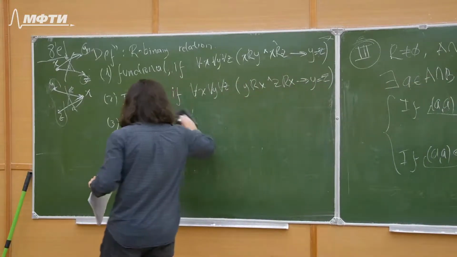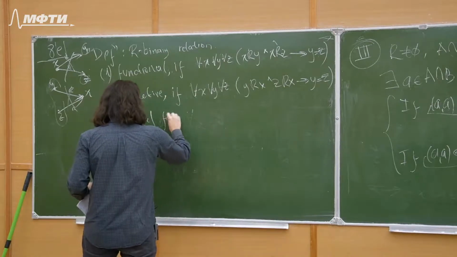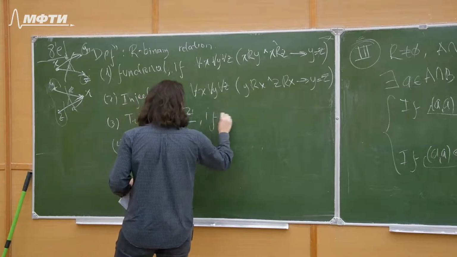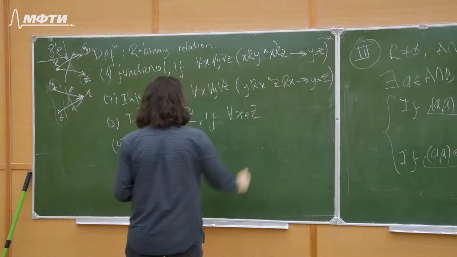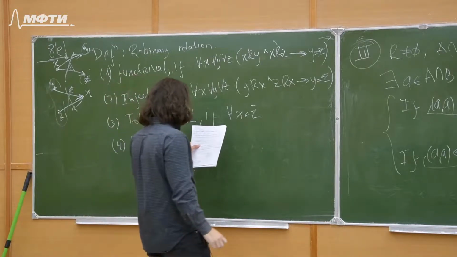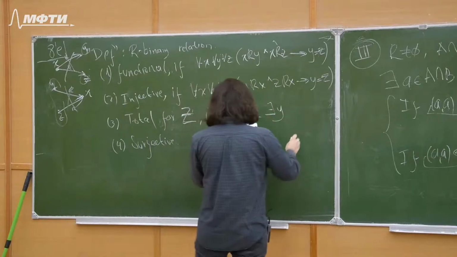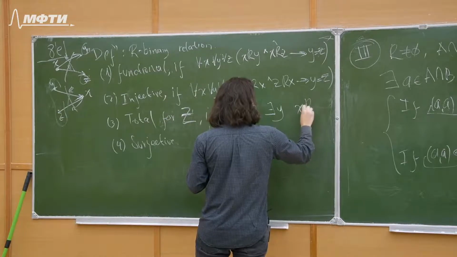It should be total for something. So it's total for, for example, Z, if for all the elements of Z, right? So all the elements in this set Z, there exists a Y such that X R Y.